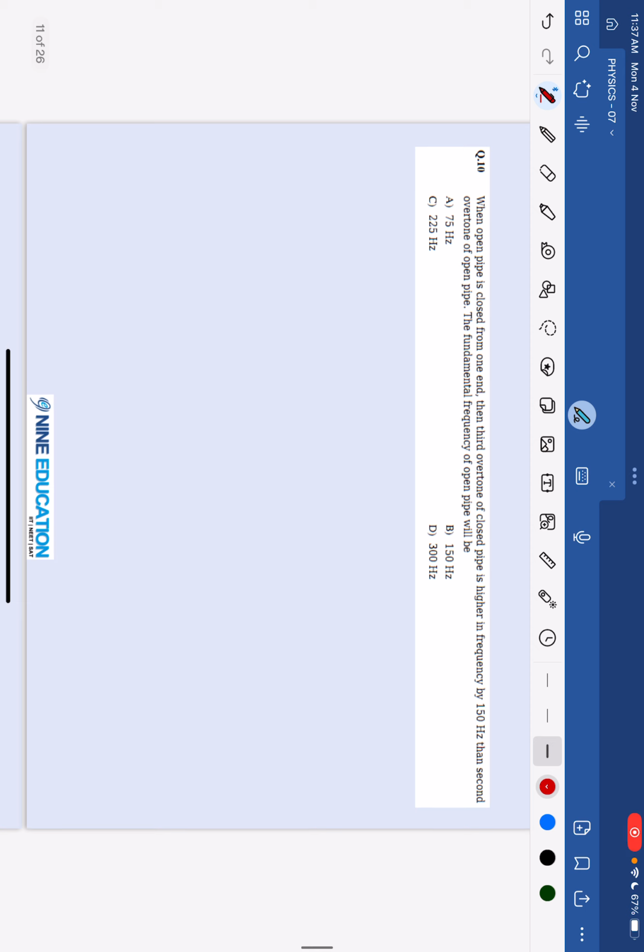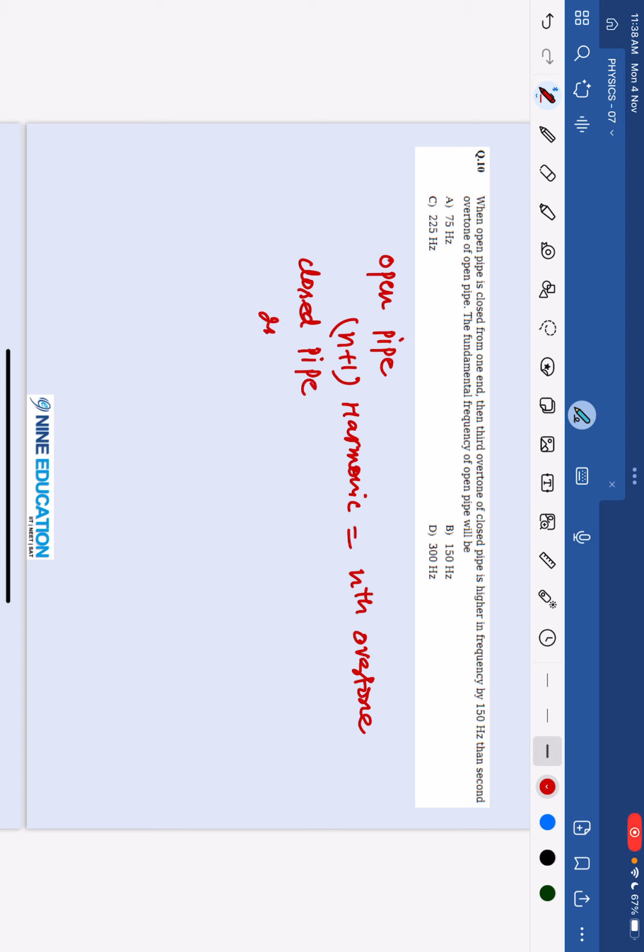Next one, when an open pipe is closed from one end, the third overtone. Let's write the formulas once. For an open pipe, we know the n plus 1 harmonic is basically our nth overtone, correct? And for a closed pipe, it is the 2n plus 1 harmonic that is the nth overtone, correct? Let's read the question again.